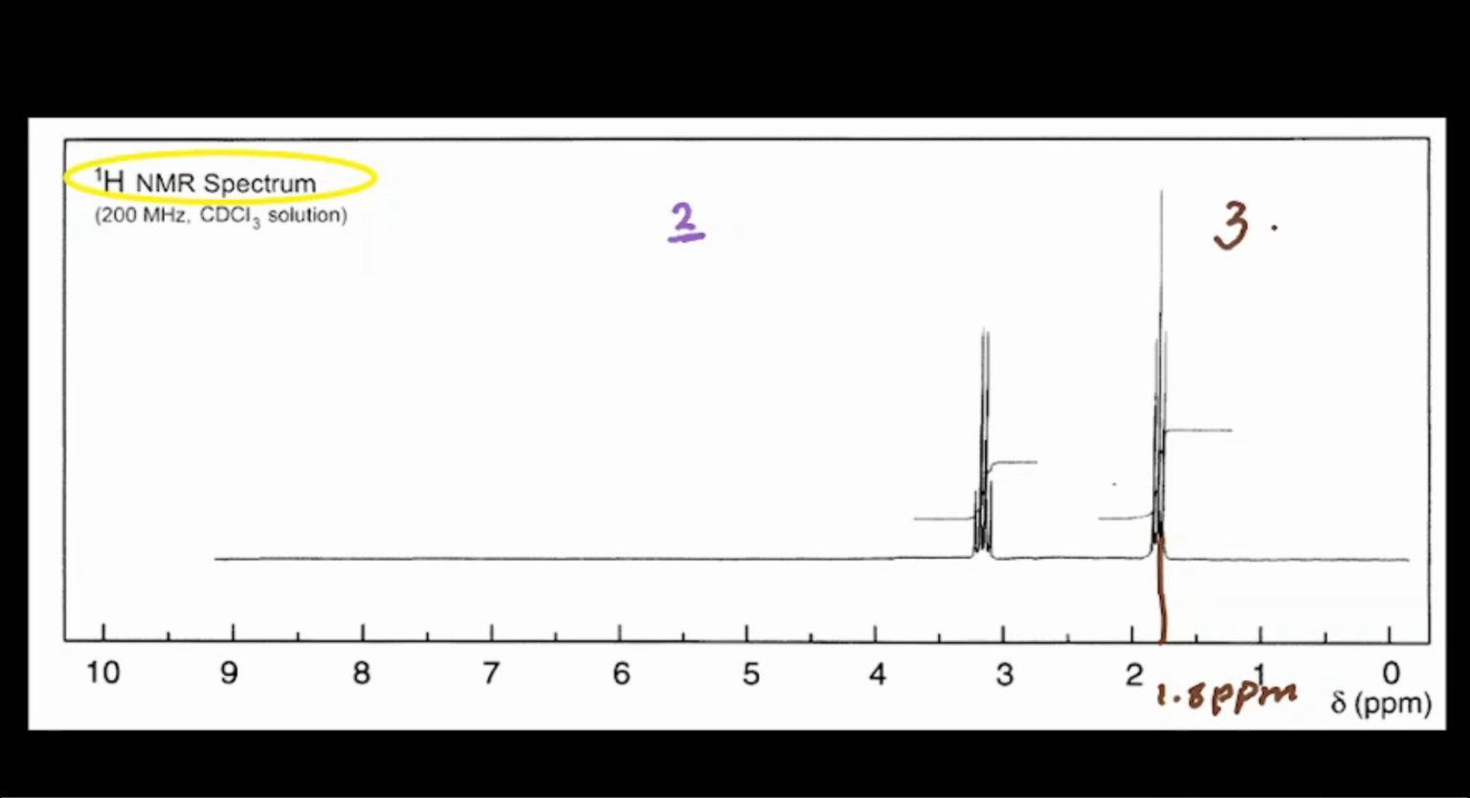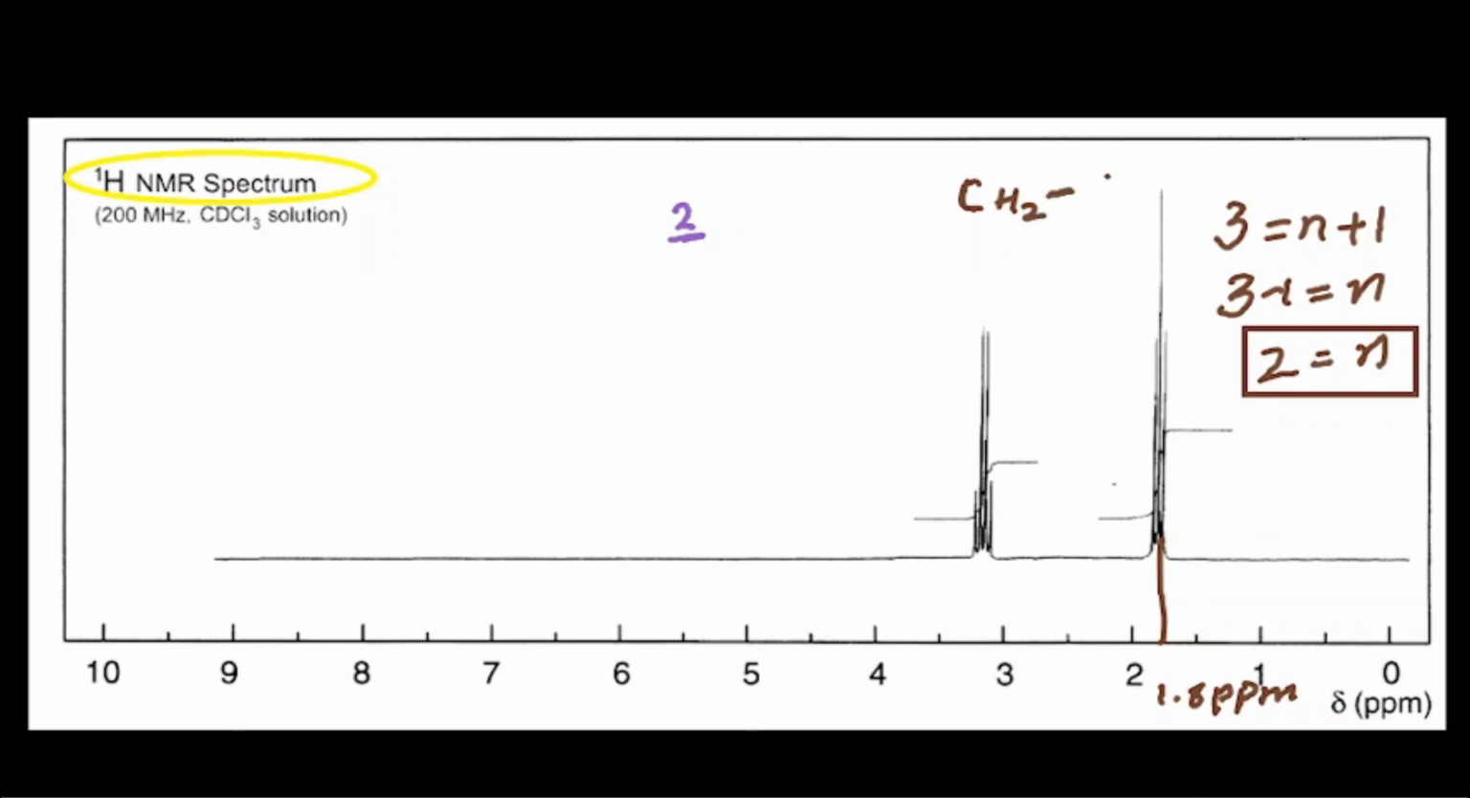If a triplet is present, we will define from the n+1 rule how many hydrogens are present in the neighboring position. You will see here that 2 hydrogens are present in our neighbor. So if 2 hydrogens are present in the neighbor, now we will know that a CH2 group may be present in our neighbor with the hydrogen here.